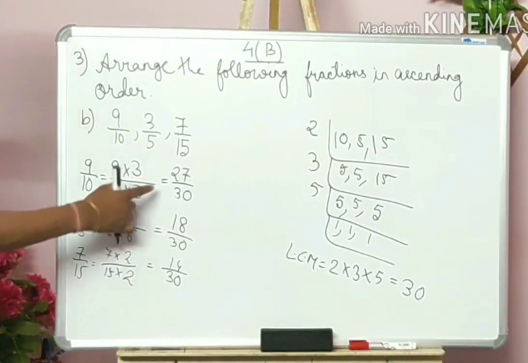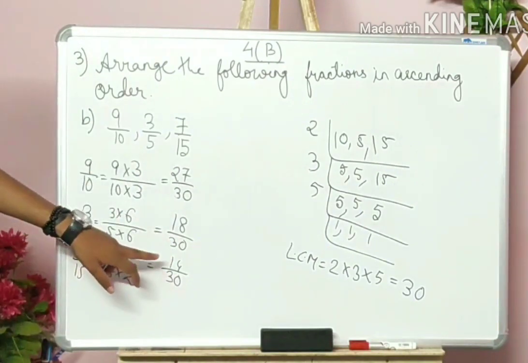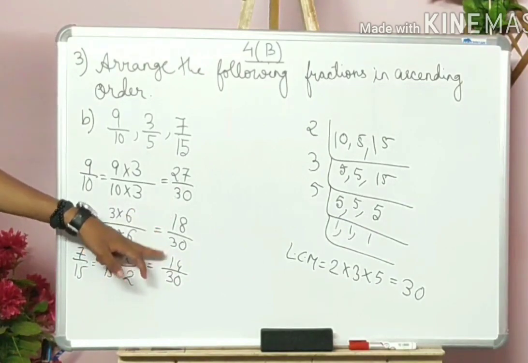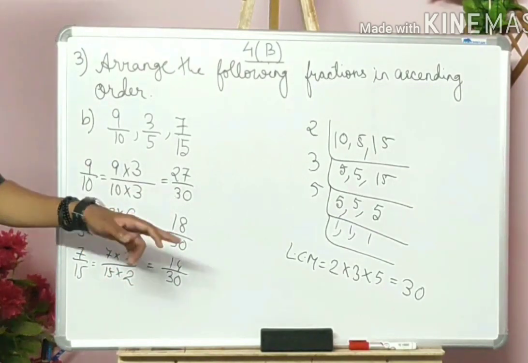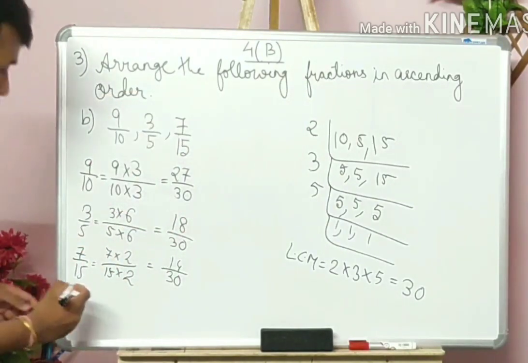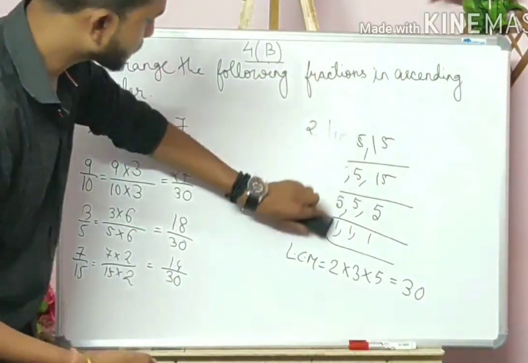Now you see 27, 18 and 14. Which one is the smallest? You see, this one is the smallest. After that, 18 is greater than this one. After that, 27 is greater than this one. So I think we have got the ascending order here. So we write it here that the required ascending order, I am going to rub this one. Okay.